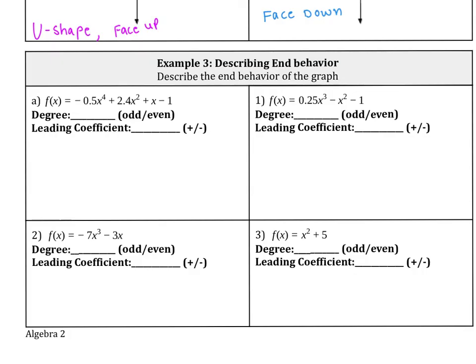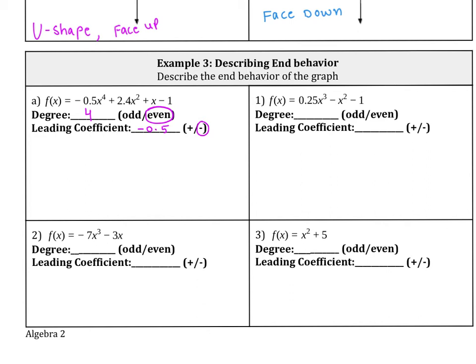So next we are going to do example number 3. We are going to describe the end behavior of this polynomial: f(x) equals negative 0.5x to the 4 plus 2.4x to the 2 plus x minus 1. The degree is the highest exponent in this polynomial. So the highest exponent is 4, so the degree is going to be 4, and that's even. The leading coefficient for this one is negative 0.5, and that's negative.